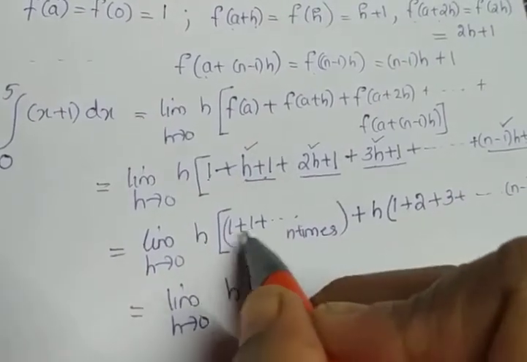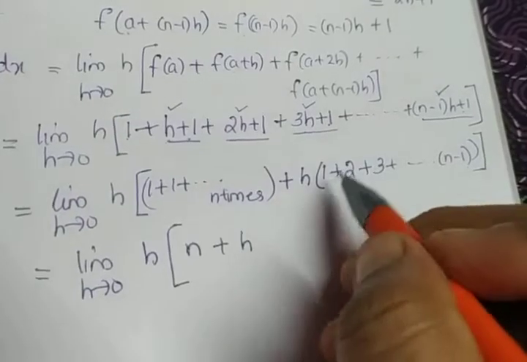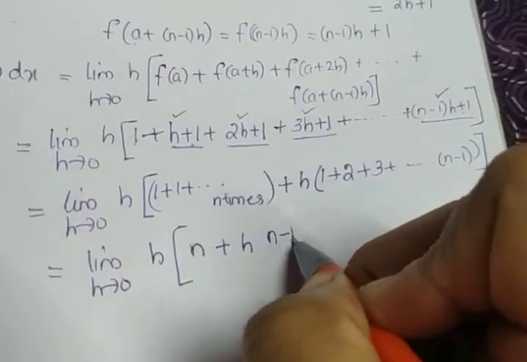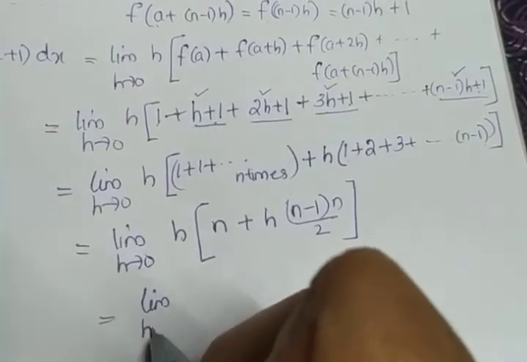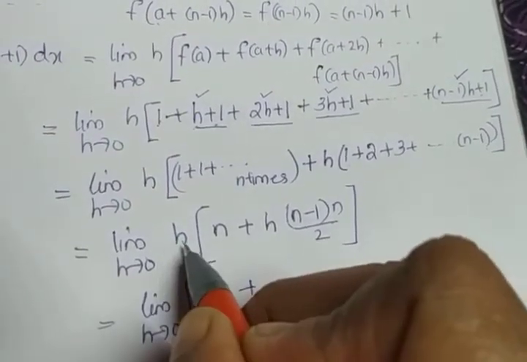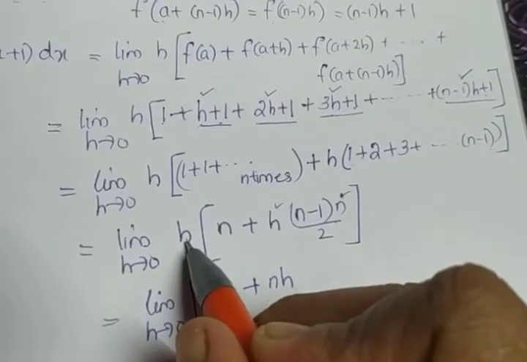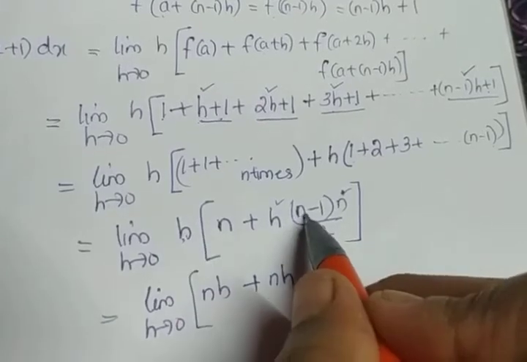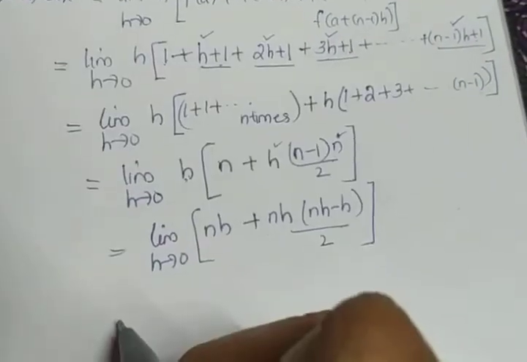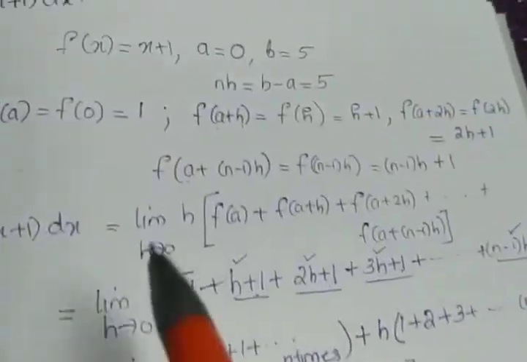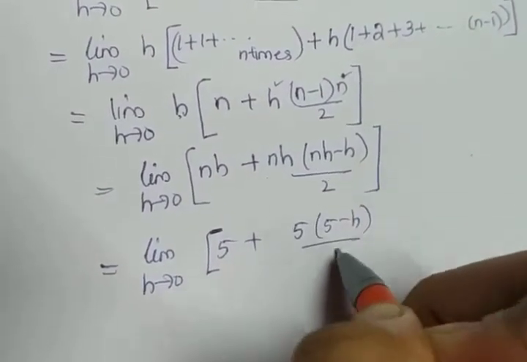That is equal to limit h tends to 0, h into, we already told that 1 plus 1 plus 1 etc., n times is n, plus h into, here again the sum of a special series. The sum of n minus 1 terms of the special series, and the formula we already told is n minus 1 into n by 2. Again, we will give h to the bracket. So limit h tends to 0, first term is nh plus, in the next case we will take n and h together, so nh into, there is an h from outside, which we will multiply to the term n minus 1. So what we get is nh minus h, only to substitute the value, nothing else. Again substitute the value, limit h tends to 0, we already calculated the value of nh as 5. So 5 plus 5 into 5 minus h by 2.